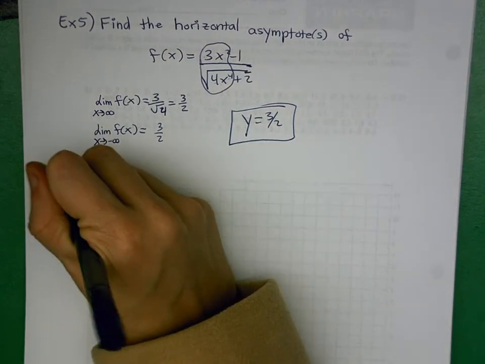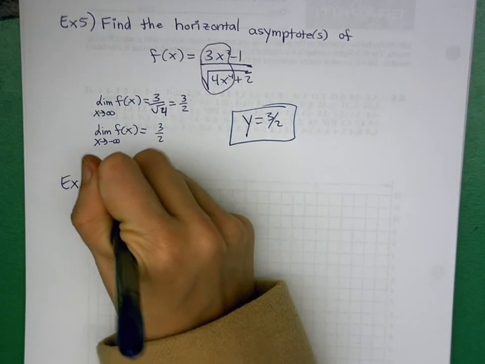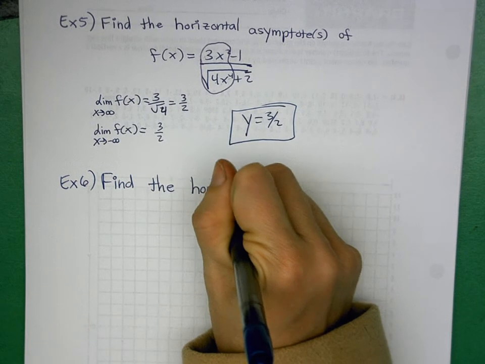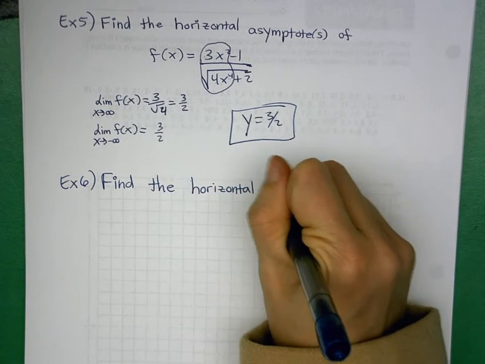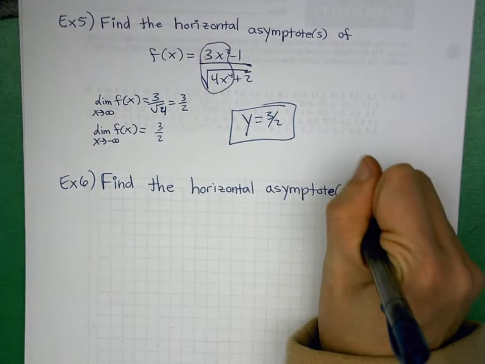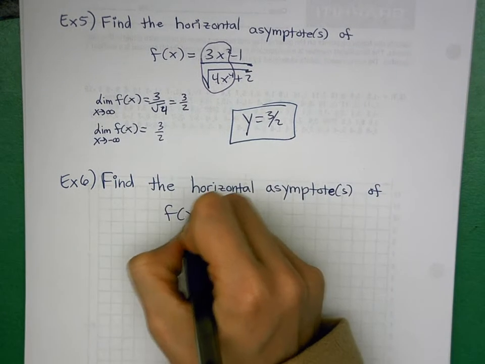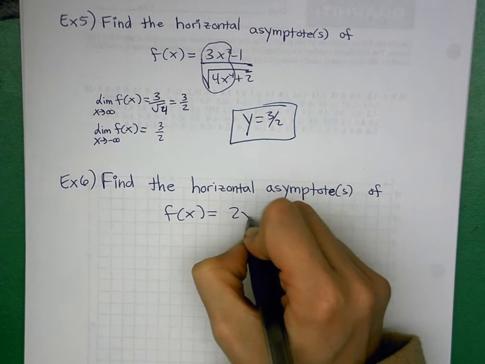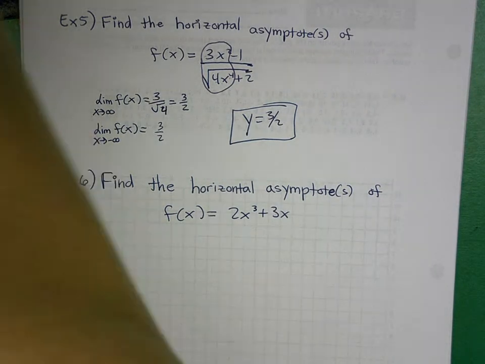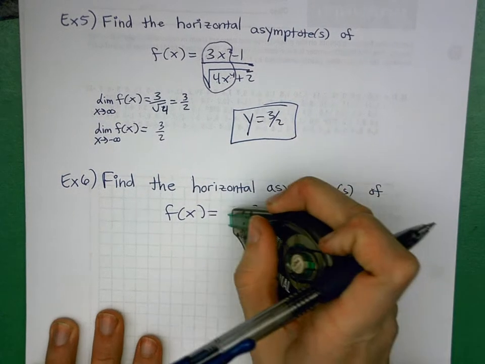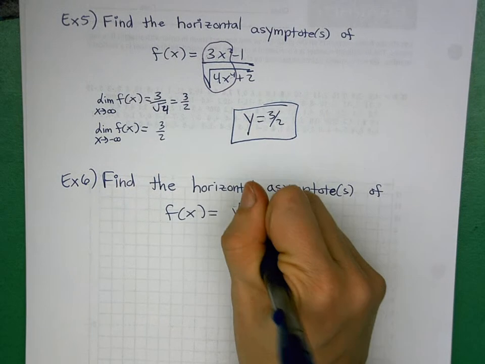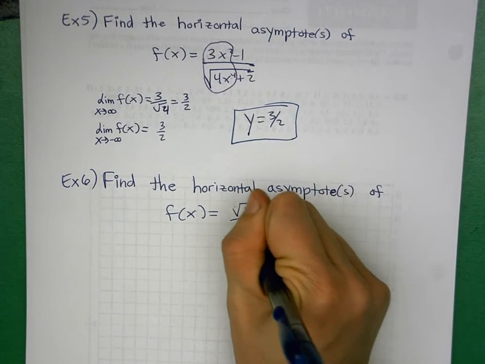Okay, example 6. Find the horizontal asymptotes of f of x equals 2x cubed plus 3x. I'm sorry, I had the wrong problem. I suppose I could have made that one work, but we're going to go ahead and do this one: root x squared plus 3 over 2x minus 1.